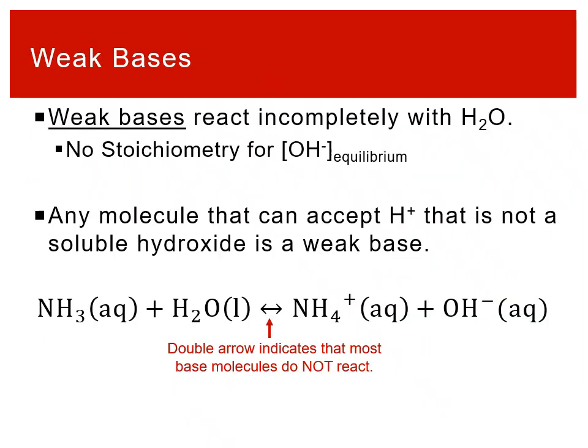Weak bases are the same idea. Weak bases react incompletely with water, so you cannot use stoichiometry to determine how many hydroxides are created. And again, weak bases are any molecule that can accept an H+ that is not a soluble hydroxide. So all of the nitrogen bases are weak bases. It was just group 1A and 2A metals paired with hydroxides that are strong bases. Everything else is a weak base. So all the other hydroxides, like iron hydroxides, are going to be weak. And then nitrogen bases and any anion that can accept an H+ is going to be a weak base. You've got to use equilibrium.